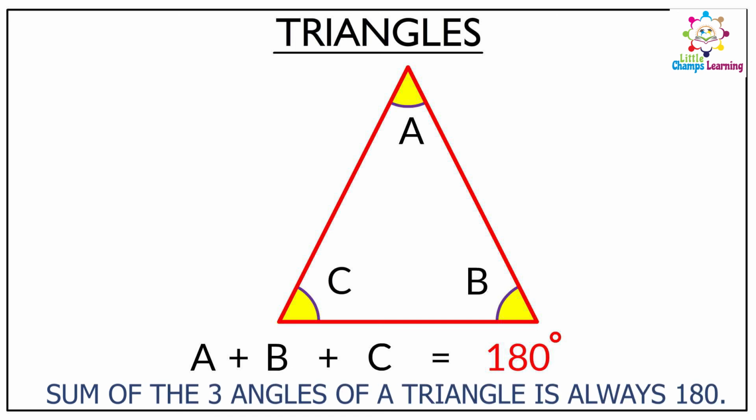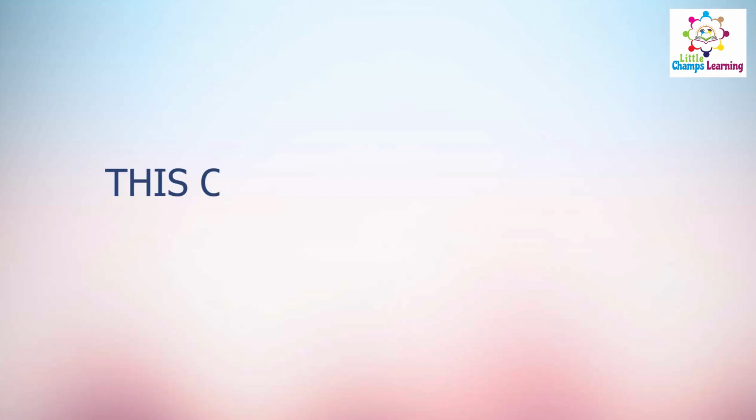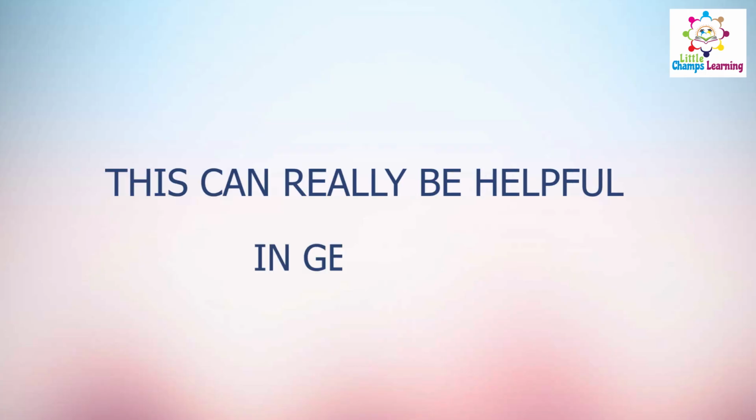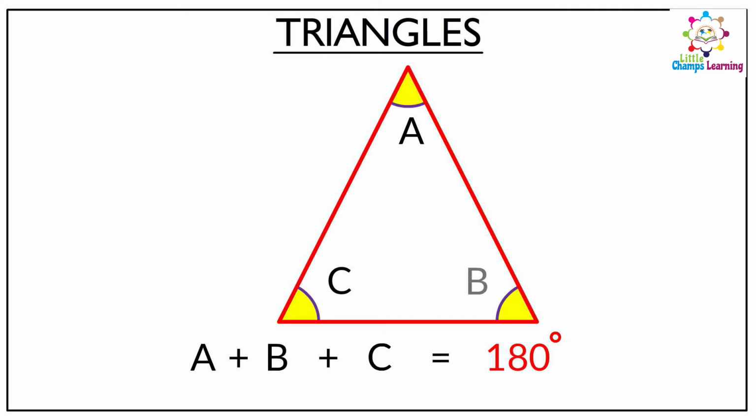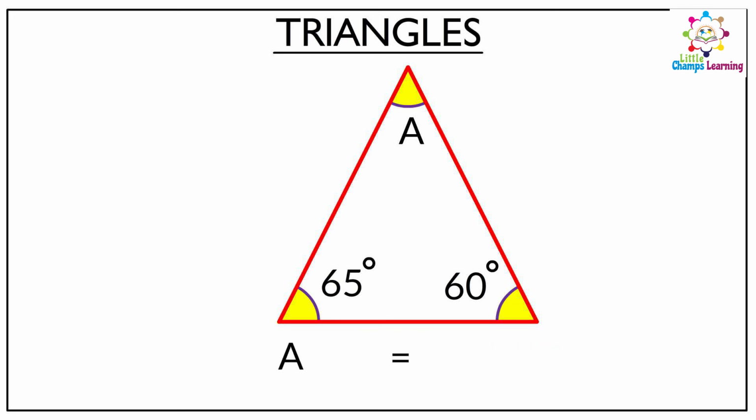Knowing the fact that all angles of a triangle add up to 180 degrees can really be helpful in geometry. If you know the measure of any two angles of a triangle like this, you can find the third by using this property. So I think we are done with triangles.